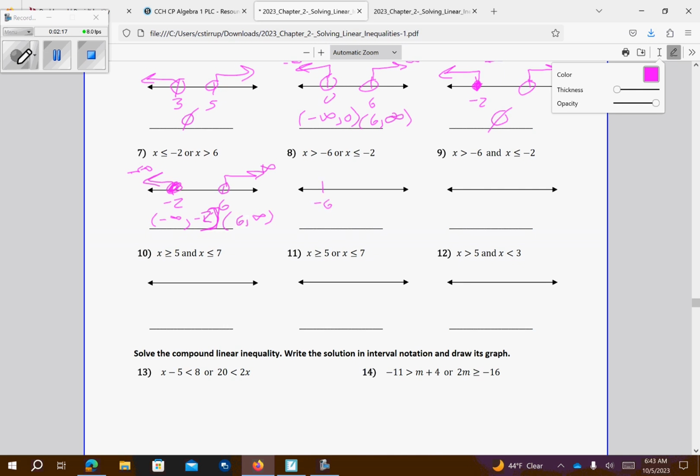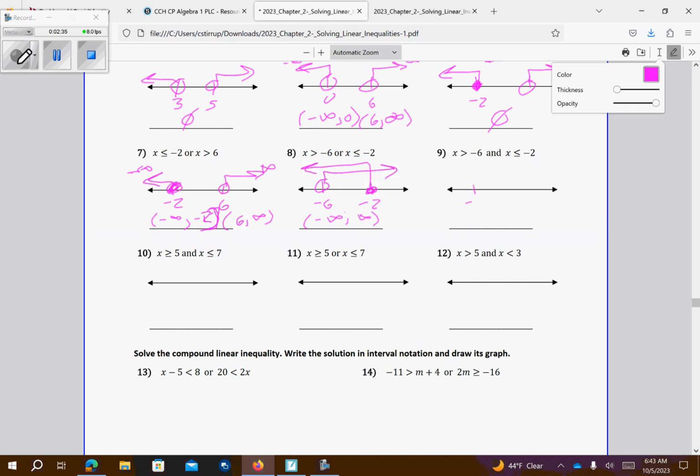Then I have negative 6 down here, open dot going this way. And I have a negative 2 here, so it's going to be a solid dot going this way. It's an OR, so all the overlap and wherever the line goes. So this is infinite solution, so it's negative to positive infinity.